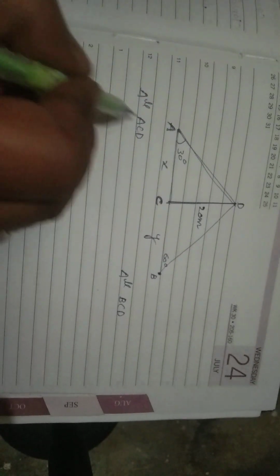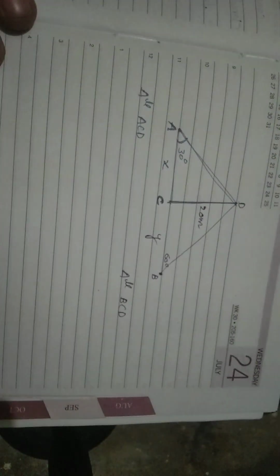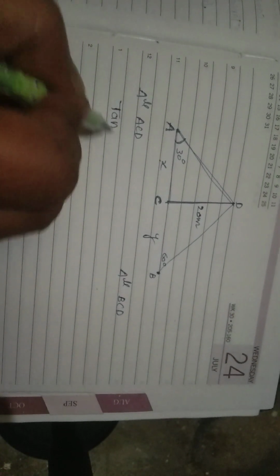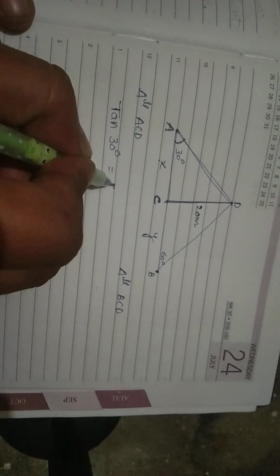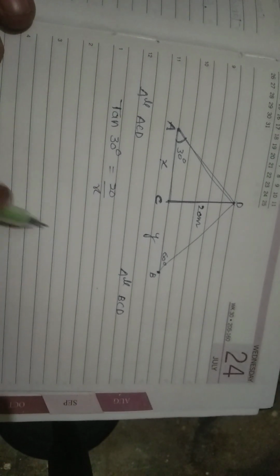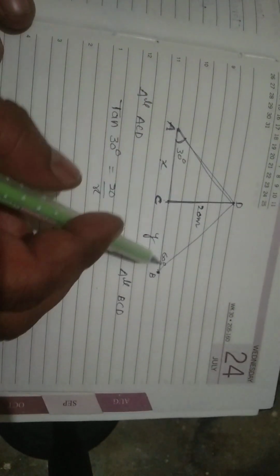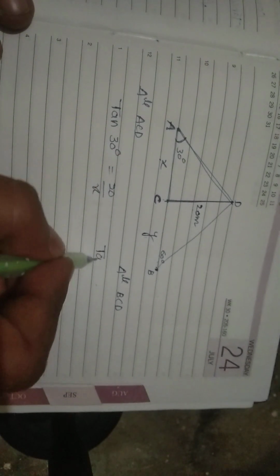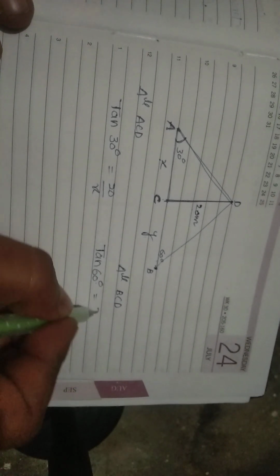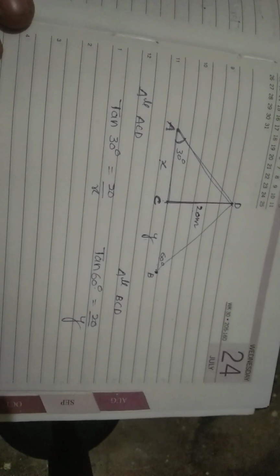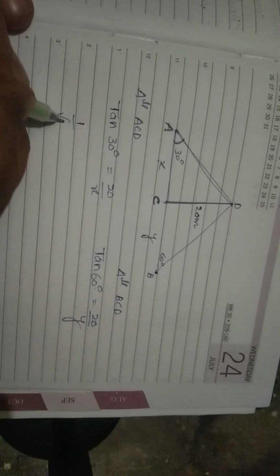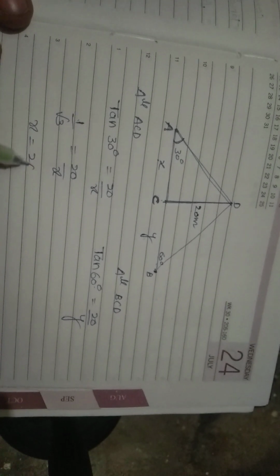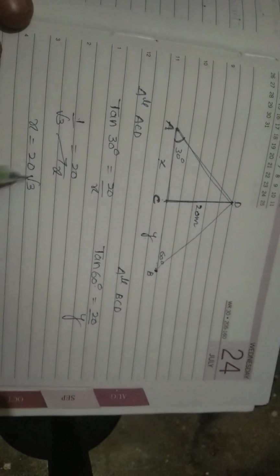In triangle ACD, angle is here. This side will be opposite side and this side will be adjacent side. Opposite by adjacent, obviously tan 30 is equal to 20 by x. If you consider triangle BCD, angle is here. This side will be opposite side and this side will be adjacent side. Again tan ratio, tan 60 is equal to opposite by adjacent side. What is tan 30? 1 by root 3 is equal to 20 by x. 1 into x is equal to, cross multiplication, 20 into root 3, 20 root 3.